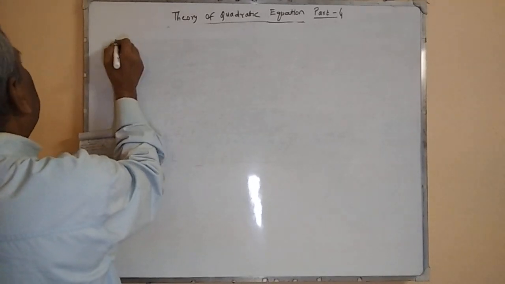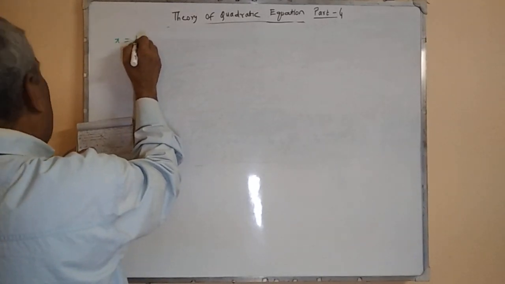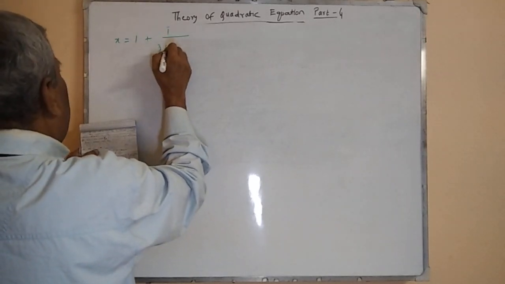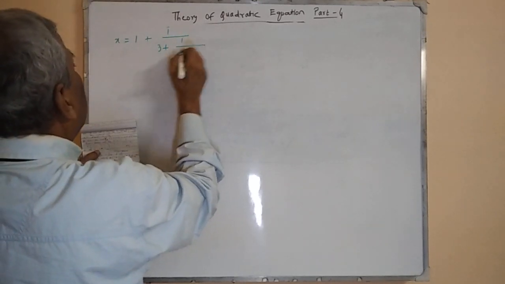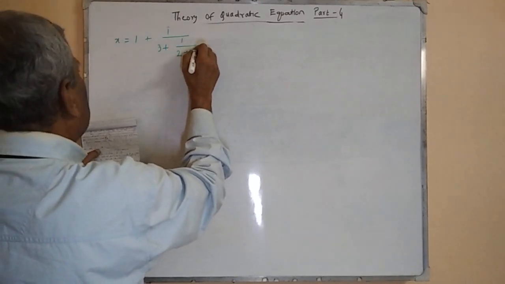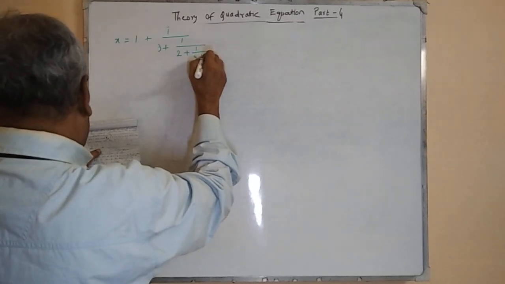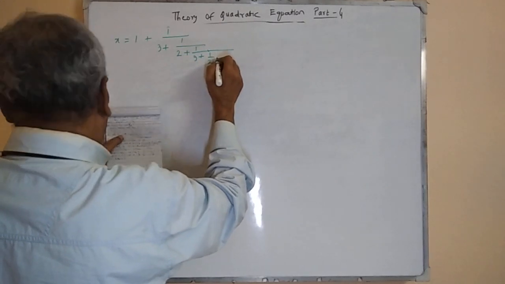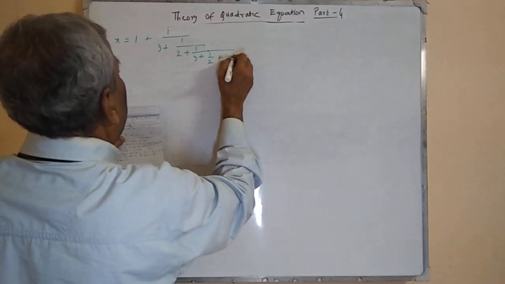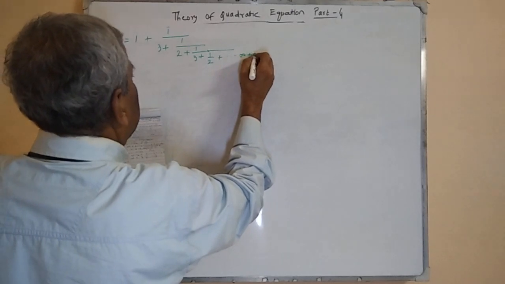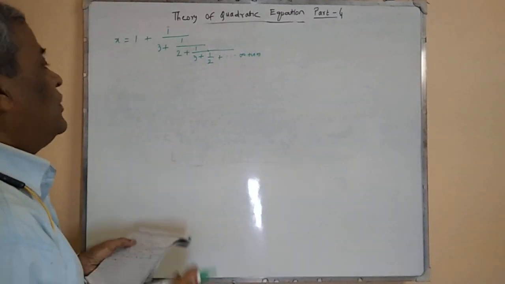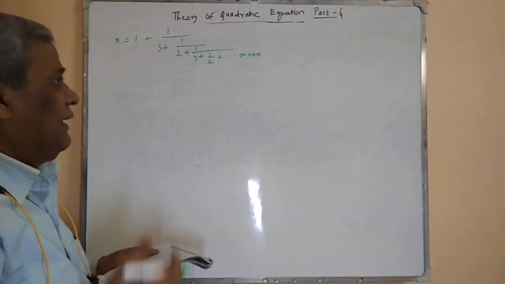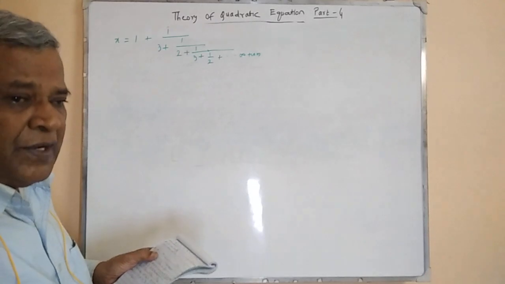Next problem. Solution of x is equal to 1 plus 1 by 3 plus 1 by 2 plus 1 by 3 plus 1 by 2, up to infinite terms. We have to solve it. There are infinite number of terms.